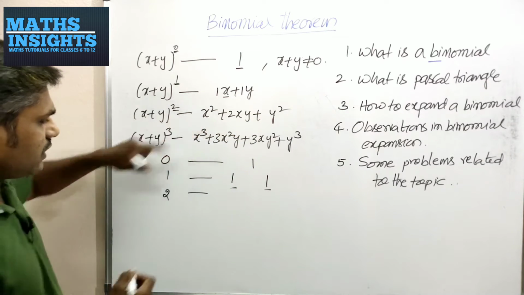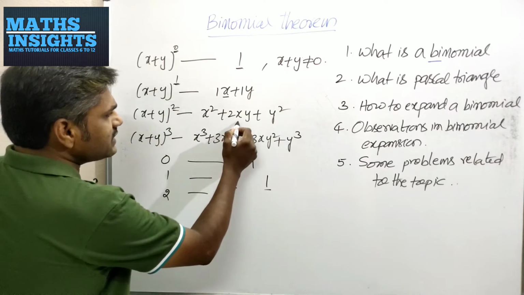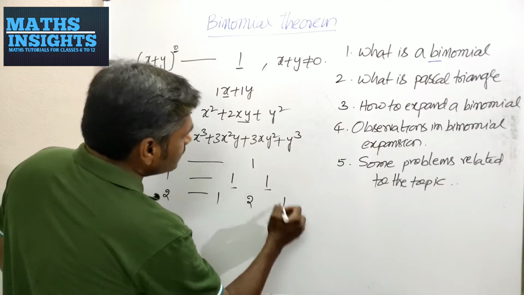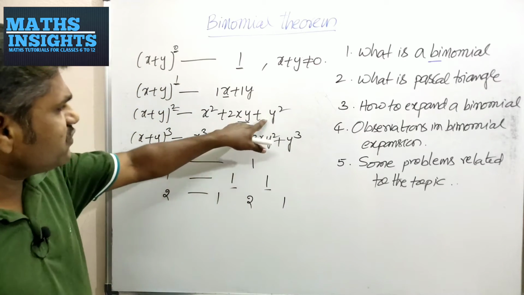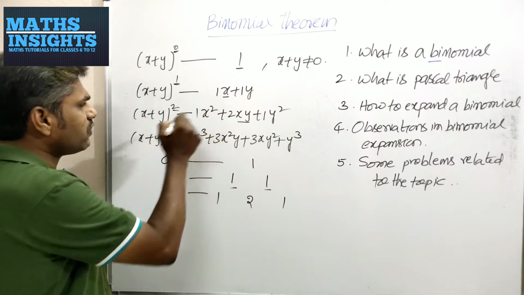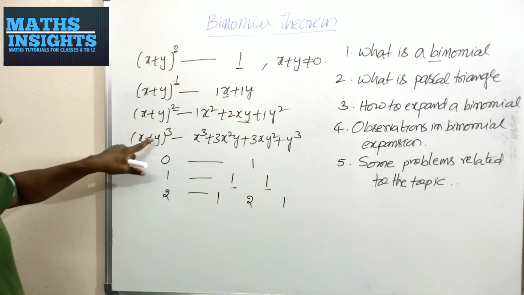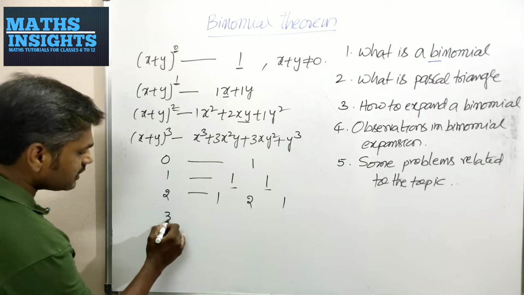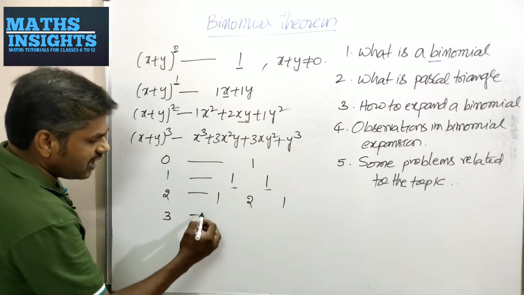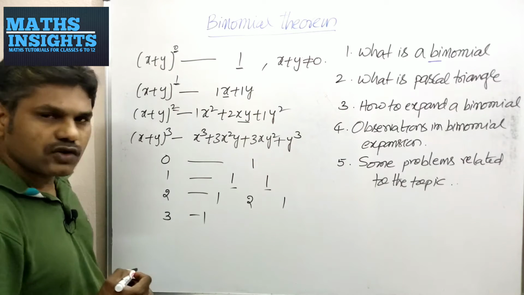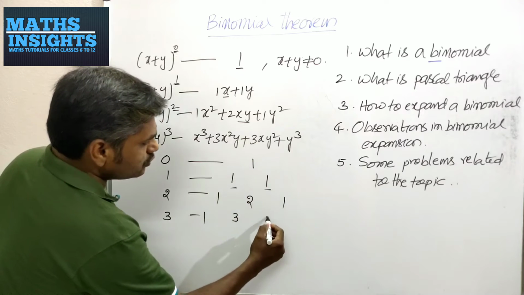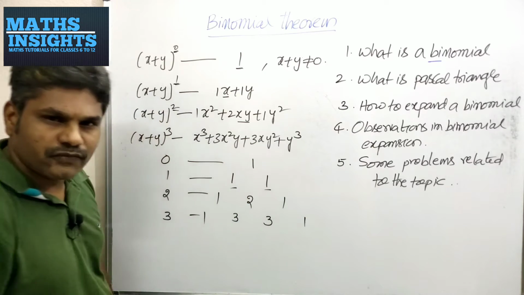Next, when the index of the binomial is 2, there will be 3 terms. The coefficient of the first term is 1, the coefficient of the second term is 2, and the third term y square is 1. If you don't have anything, you may write 1. Similarly, if the index of the binomial is 3, you have the coefficients as, see, x cube is having only 1 as its coefficient, x square y is 3, this is also 3, this is also 1.